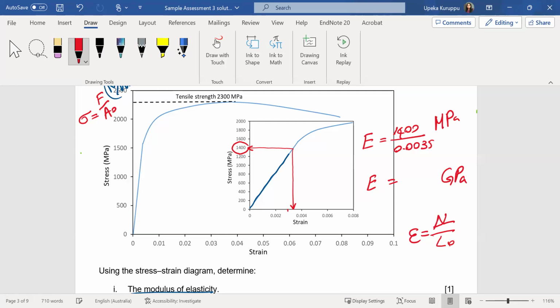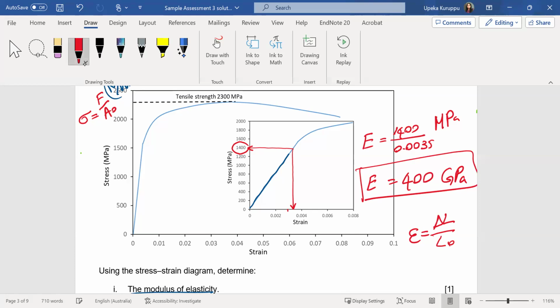What is it? 1,400 divided by 0.0035. 400. 400 megapascals. No, 400,000 megapascals. Okay, 400 gigapascals. Do we all get that? Any questions?